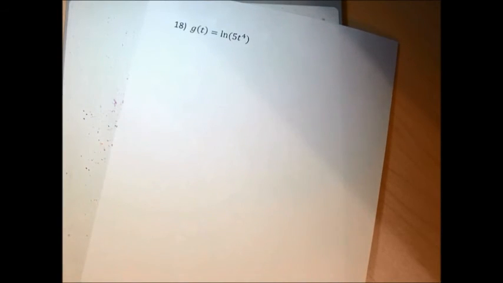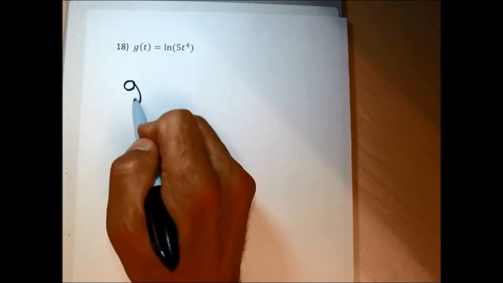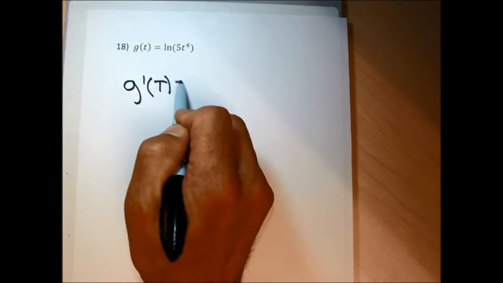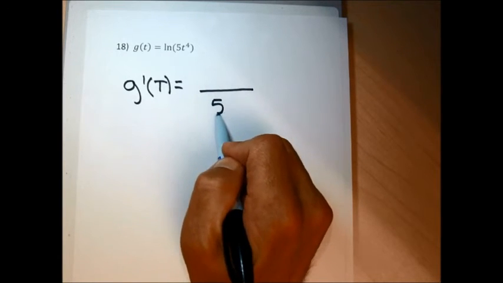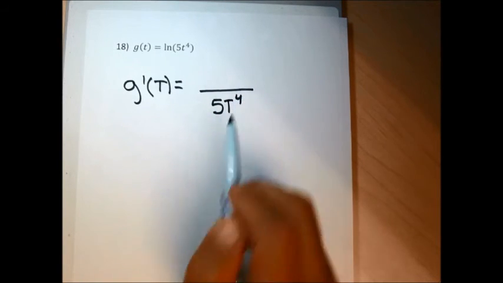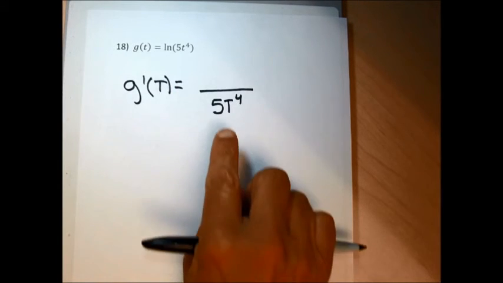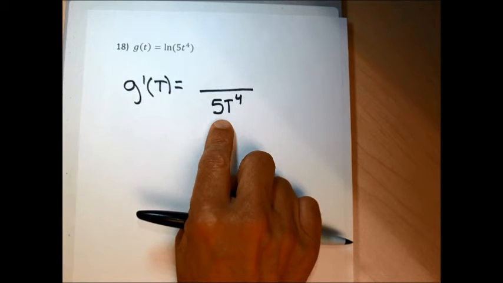18 is just a derivative with a g, or an ln, and ln's are easy derivatives. All you do is take the argument and put it in the denominator of a fraction, and in the numerator you write the derivative of that. So to do this, g prime of t, ln's don't have ln's in their derivatives generally. So in the denominator, I'm going to get a 5t to the fourth, which is the argument.